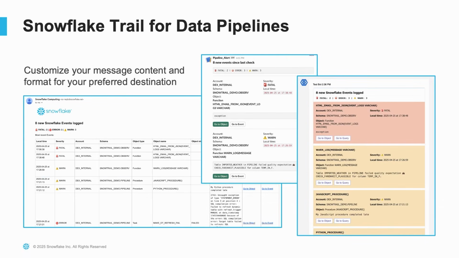Here are some examples for this. You can see a table format in HTML for emails that gives you a nice overview of all these logs. Or you can format them for Slack using this block format with some buttons and Slack optimized formatting. And the same goes for Microsoft Teams.